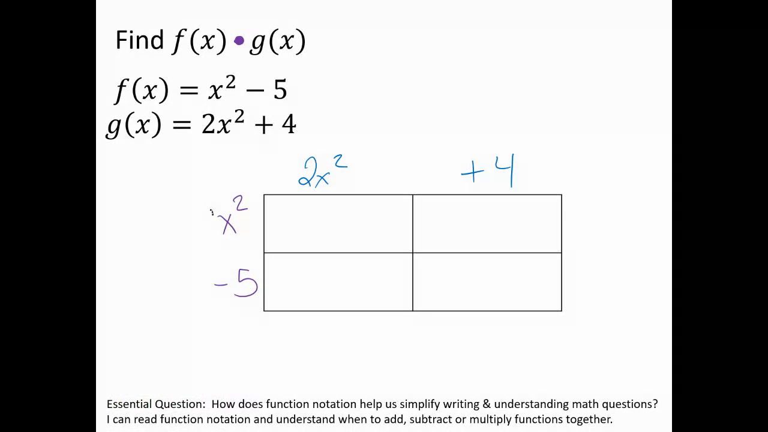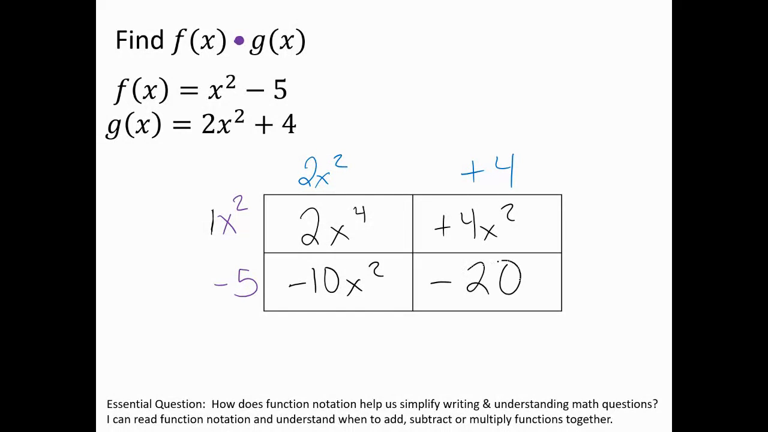So there's not a 1 there, so we're going to write it. So it's 1 times 2, which is just 2x to the 4th. We have 2 x's, and 2 x's becomes 4 x's. 1x squared times 4 is going to be 4x squared. And then negative 5 times 2x squared is going to be negative 10x squared. Negative 5 times 4 is going to be negative 20.